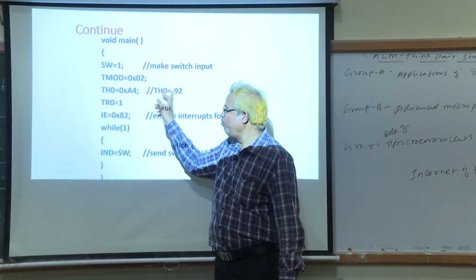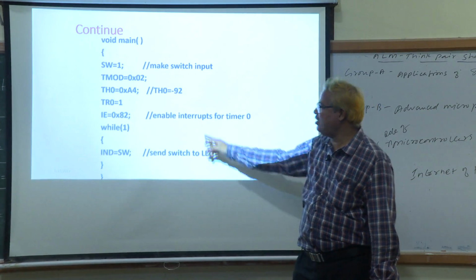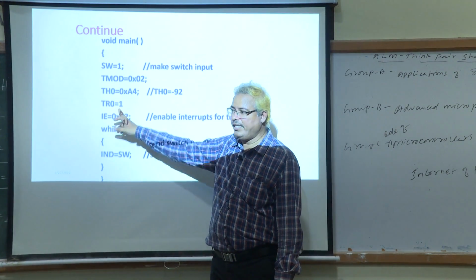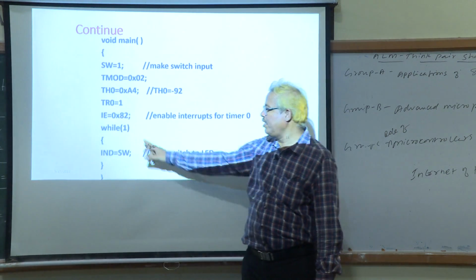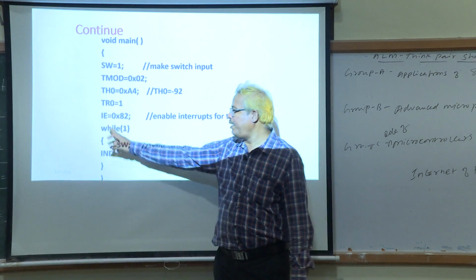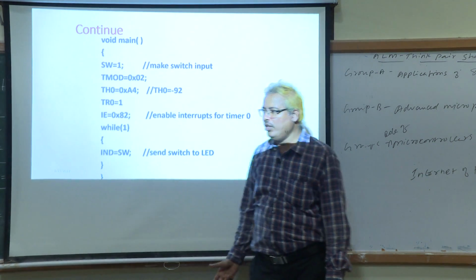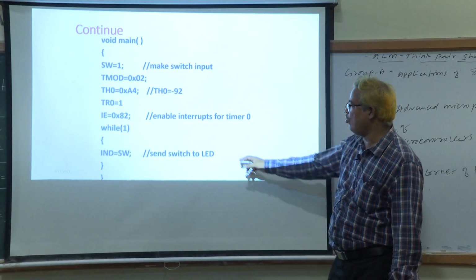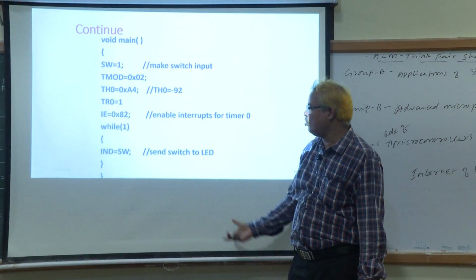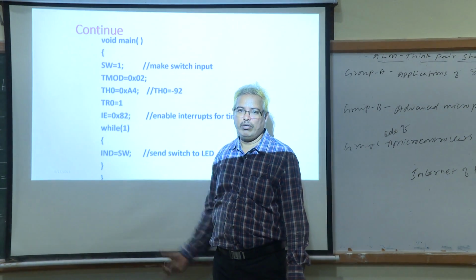Both are possible, and embedded C programming will accept both. Then start the timer to generate the delay. Then IE is equal to 0x82, that is interrupt enable. So interrupt 1 is enabled, so we enable the interrupt for timer 0. In order to generate the square wave, we need interrupt 1.